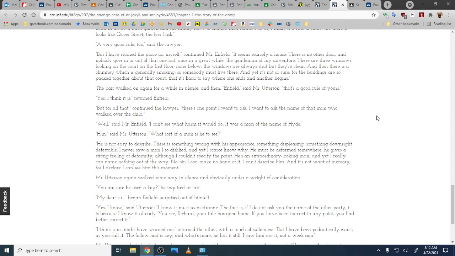"Well," said Mr. Enfield, "I can't see what harm it would do. It was a man of the name of Hyde." Said Mr. Utterson, "What sort of man is he to see?" "He is not easy to describe. There is something wrong with his appearance, something displeasing, something downright detestable. I never saw a man I so disliked, and yet I scarce know why.